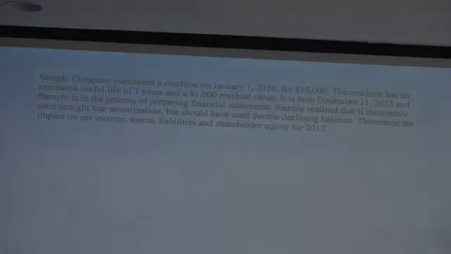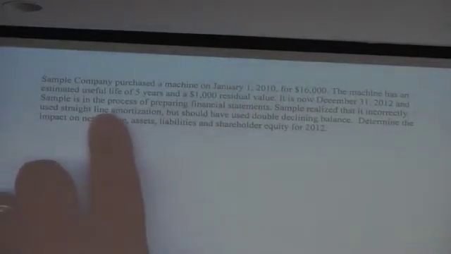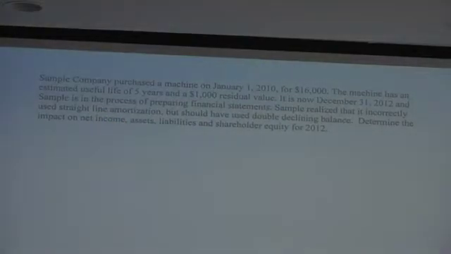So this question, as we all know, under ASPE or IFRS, Sample has the ability to use straight line or double declining balance in amortizing the asset. So they have the ability to use either of those methods. But in this particular question, it focuses on the impact of the error. What is the impact of the error on income, assets, liabilities? So we're going to assume that using straight line was not reflective of the economic benefit of that asset, and that's why it's an error. So let's take a look at the question.